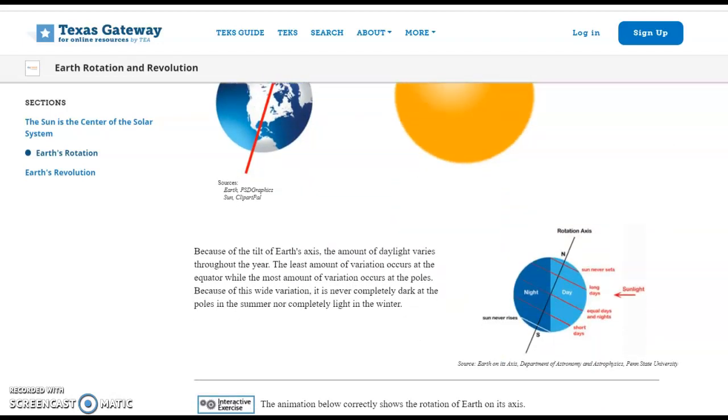Because of the tilt of Earth's axis, the amount of daylight varies throughout the year. The least amount of variation occurs at the equator, while the most amount of variation occurs at the poles. Because of this wide variation, it's never completely dark at the poles in the summer, nor completely light in the winter.